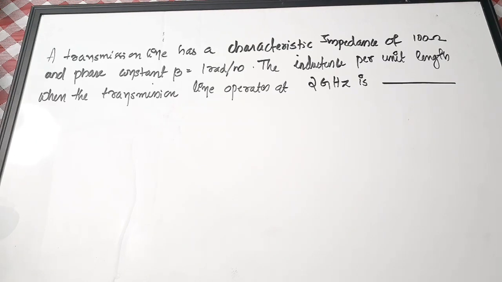The next question is this. A transmission line has a characteristic impedance of 100 ohms. Phase constant beta equal to 1 radians per meter. The inductance per unit length when the transmission line operates at 2 gigahertz is dash.